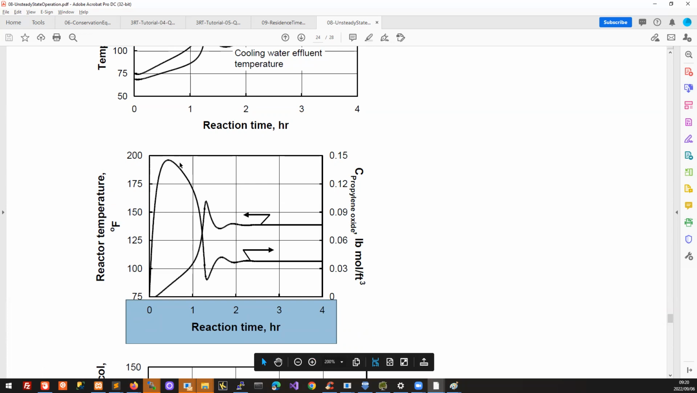Then because the rate was rising, the concentration of propylene oxide dropped, and so the reaction rate started to come under control. And then because we controlled the temperature and so on, the rate was restored. And so this bounced around a bit until it settled down to a steady state.